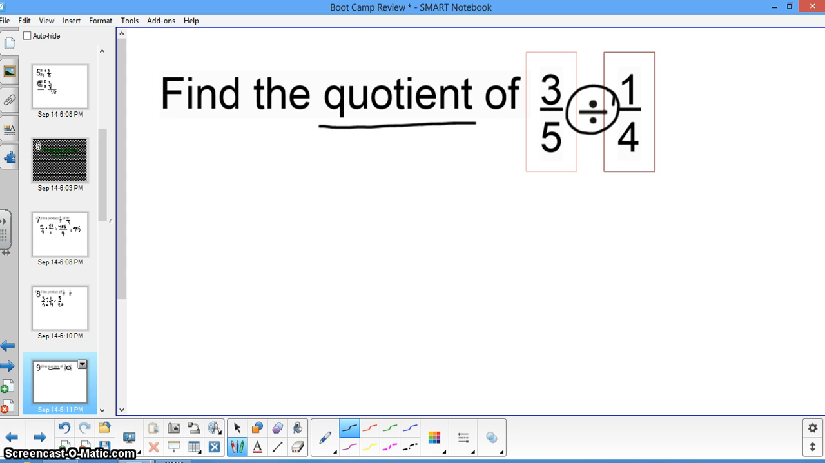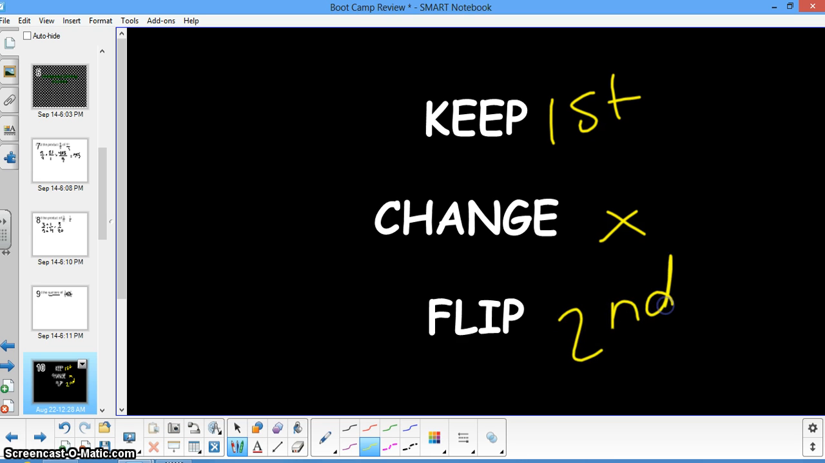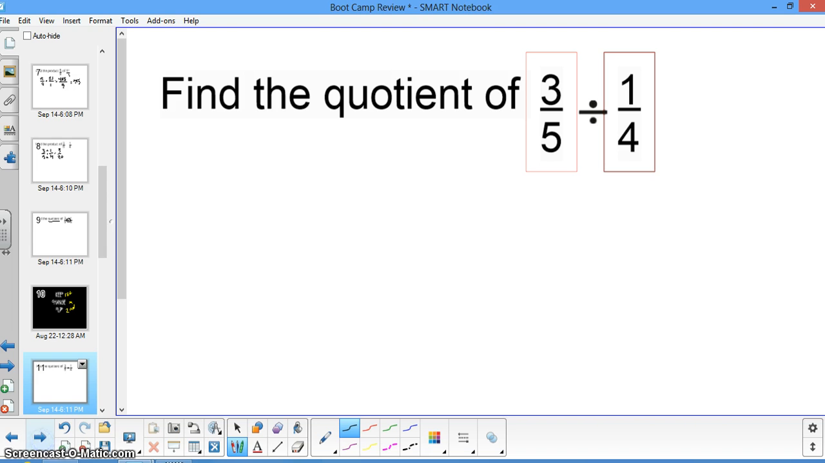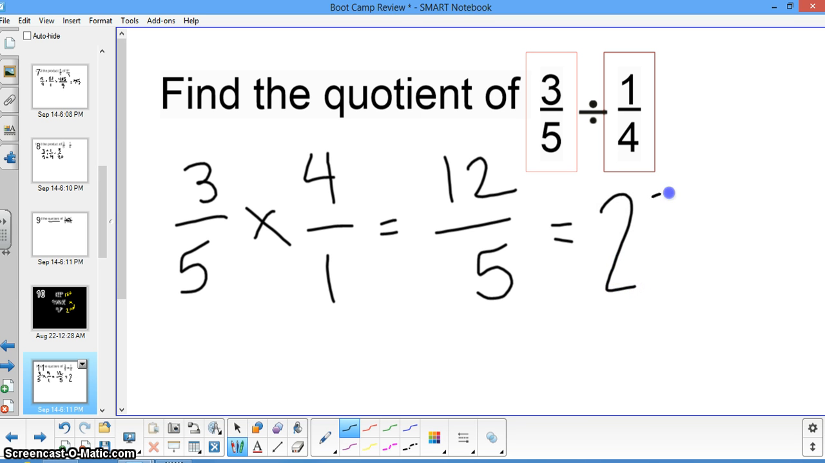The key point with dividing fractions: keep, change, flip. Keep the first, change the sign, flip the second. So let's look at an example. That same one. Keep, change, flip. Now it's telling me to multiply, and you multiply straight across. 12/5. 5 can go into 12 2 times, so that'd be 2 2/5.